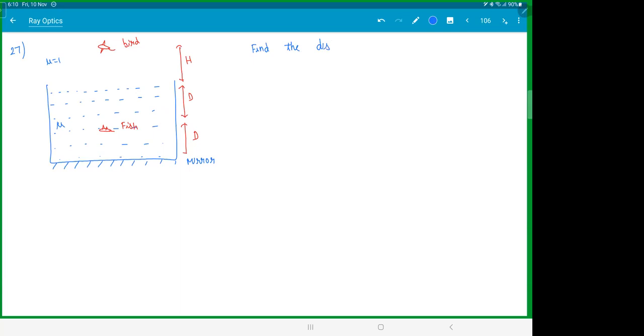So find the distance of the fish as seen by the bird. Fish is the object and bird is the observer. If you ask the bird where is the fish, what will it say? Next, bird as seen by the fish. So now bird is the object, fish is the observer.